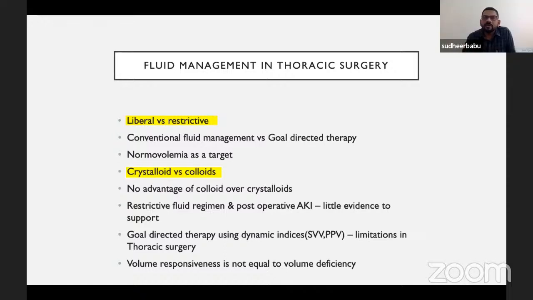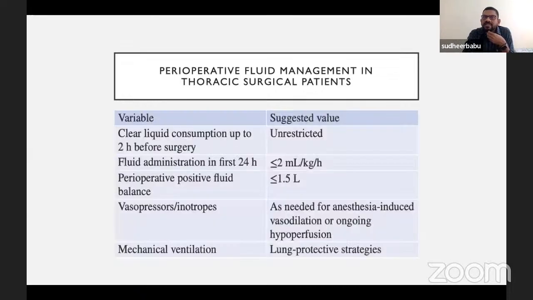So there are two areas of controversy: liberal versus restrictive, because liberal can cause pulmonary edema, and restrictive can cause AKI. And also crystalloids versus colloids, but recent studies showed that there is no need of restrictive. Normovolemia is the target. There is no evidence that restrictive causes AKI, and also there is no additional advantage of giving colloids over crystalloids. You can give crystalloids, and if there is significant blood loss, you can replace with PRBC. Otherwise, there is no need of a restrictive fluid regimen.